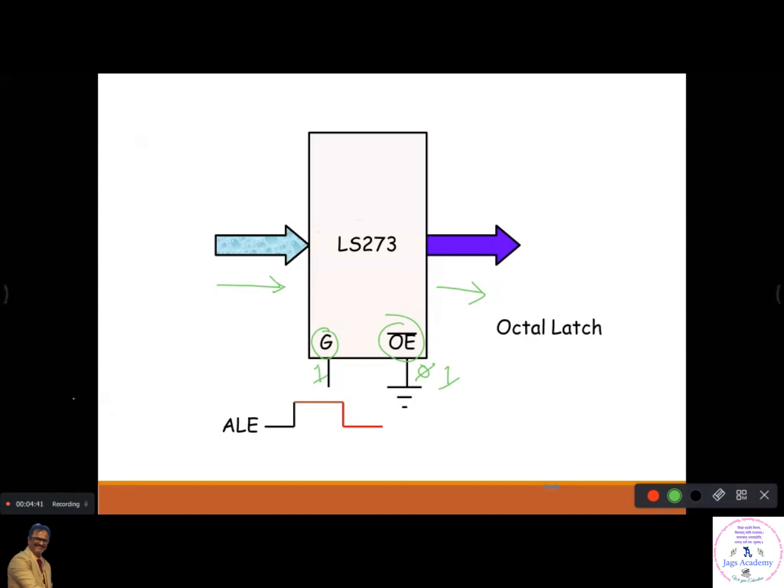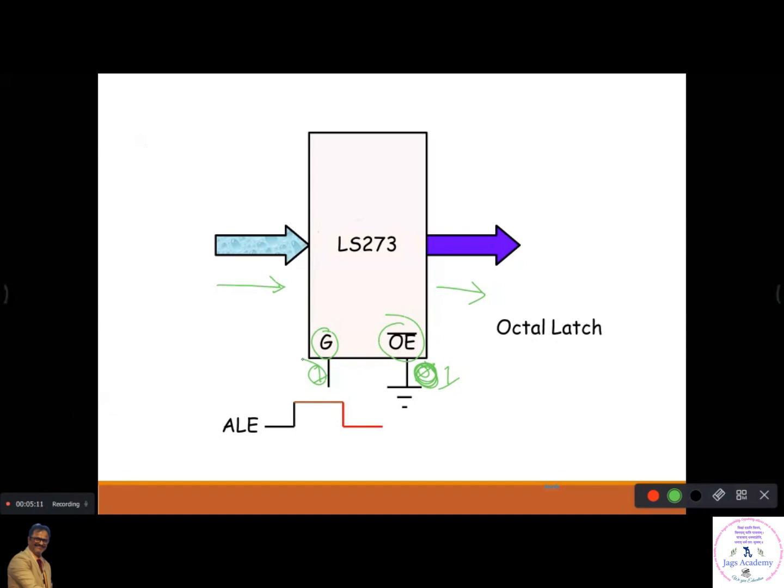Now, when this is 0, listen carefully, and this is 0, what happens? Whatever input you give, will it appear at the output? No, because you are giving this G input as 0. So this is used to separate your address data bus as an address bus.